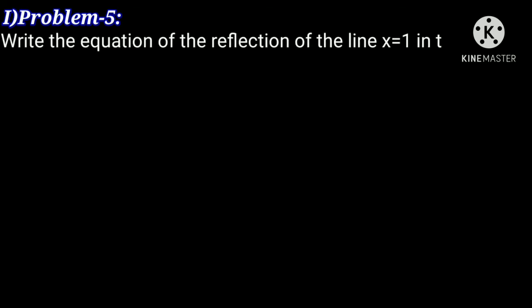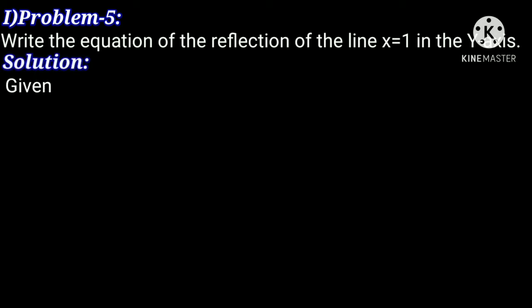Section 1, problem number 5. Write the equation of the reflection of the line x equal to 1 in the y-axis. This is our given problem. In this problem, we have to find the equation of the reflection of the line x equal to 1 in the y-axis. Now, we will solve the solution.